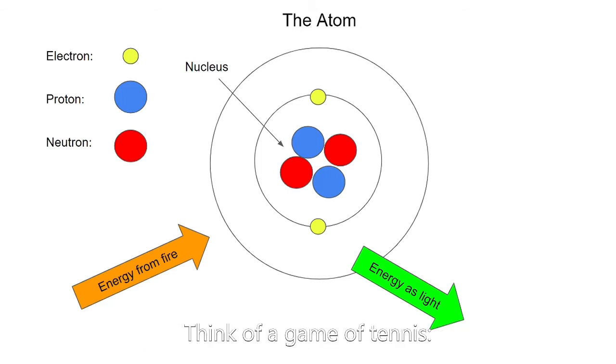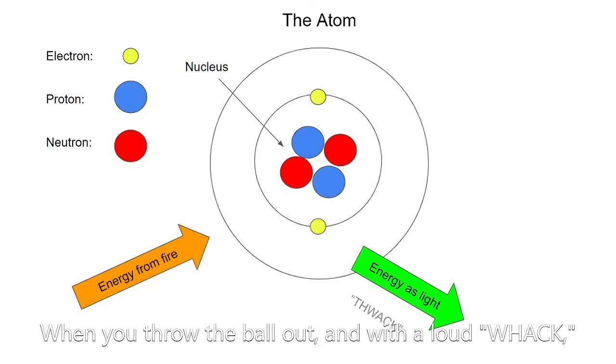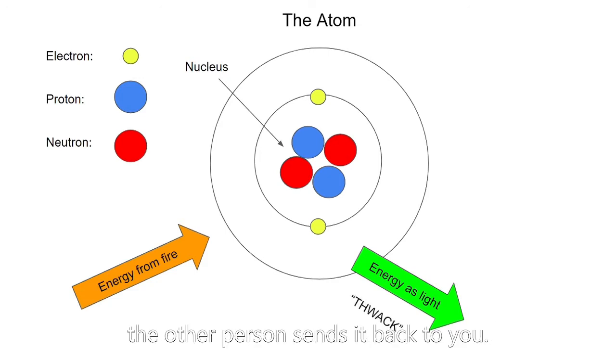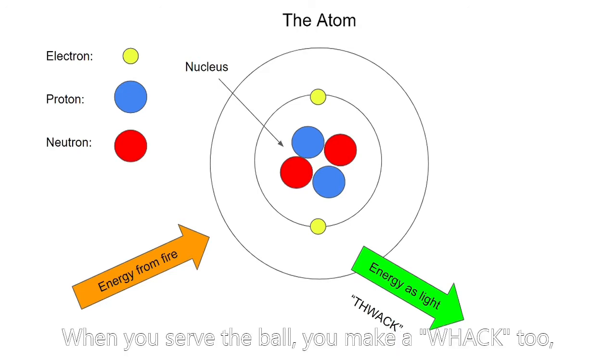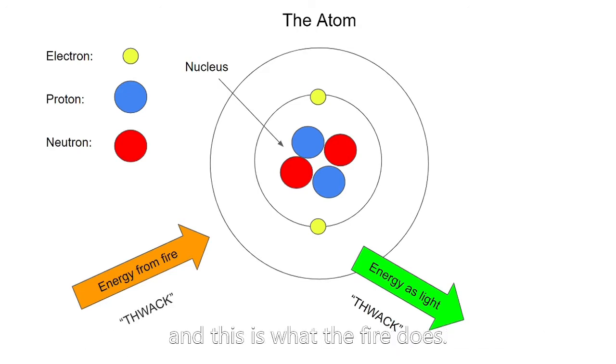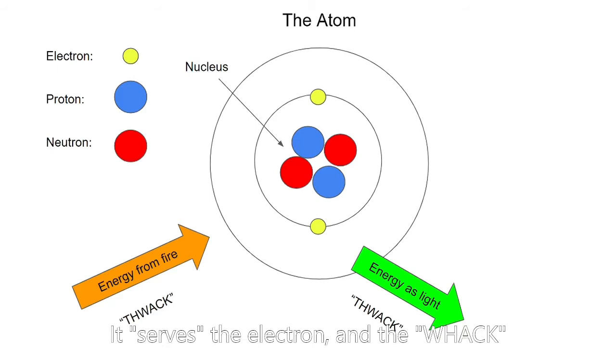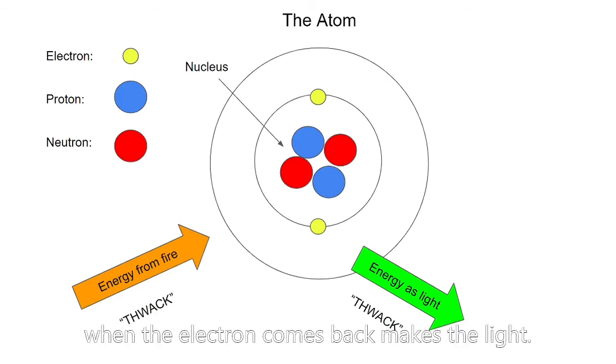Think of a game of tennis. When you throw the ball out and with a loud whack, the other person sends it back to you. This whack is the same as the light that's made. When you serve the ball, you make a whack too. And this is what the fire does. It serves the electron, and the whack, when the electron comes back, makes the light.